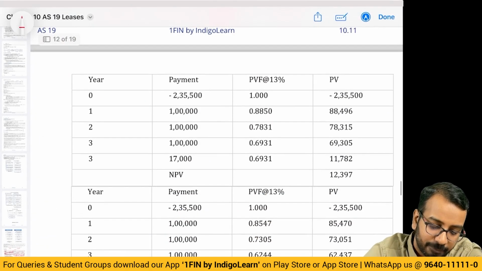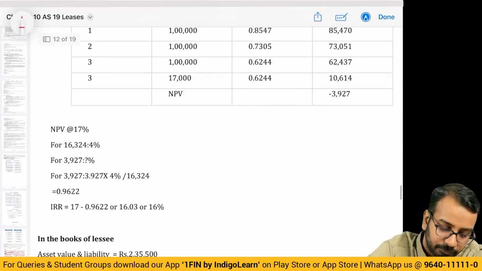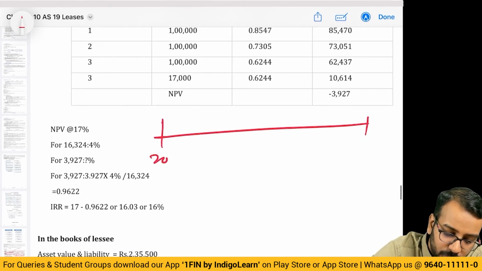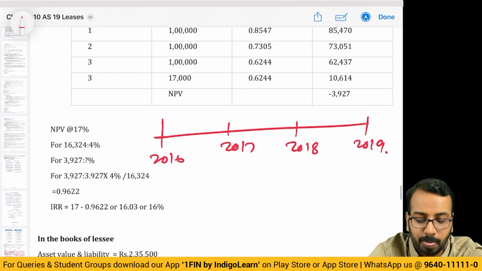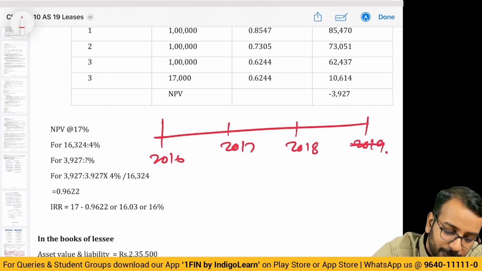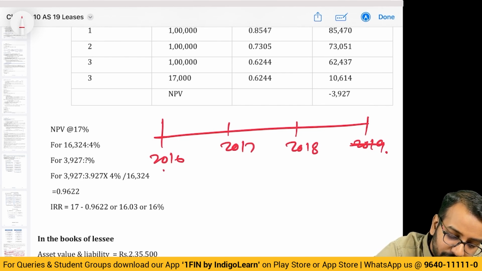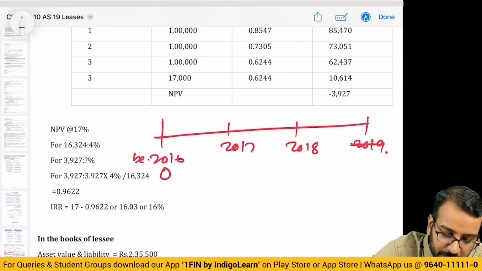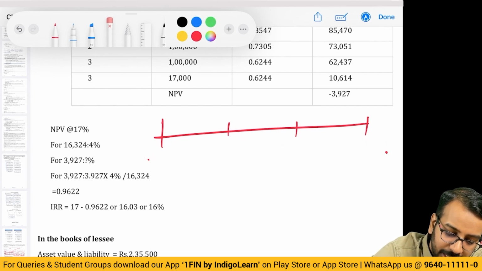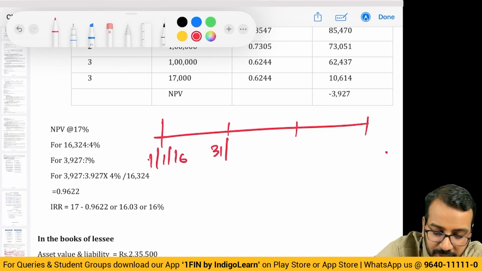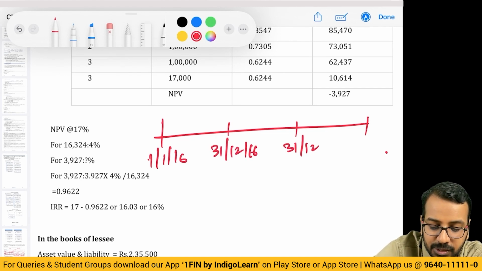Now how do we calculate the rate? What you have to do is take a timeline: 2016, 2017, 2018. 2019 is not there, so we have only 3. So 2016, this is 0, beginning. Rather, write the date so that it is easy for you to understand. This is 1st of January of 16. This is 31st of December of 16. This is 31st of December of 17. And this is 31st of December of 18.